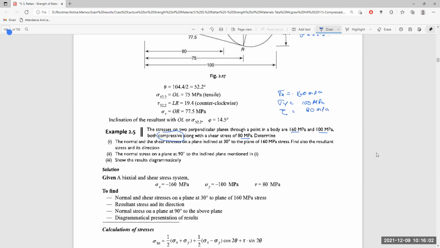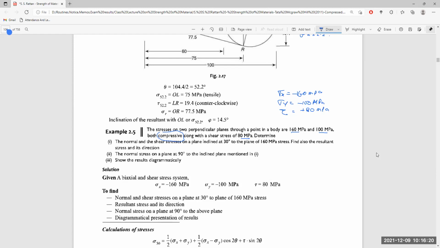So this is compressive, and this is not mentioned. So we can say that it is positive. The normal and shear stresses, what we are supposed to do: the normal and shear stress on a plane inclined 30 degrees to the plane of 160. So find the resultant stress and direction.